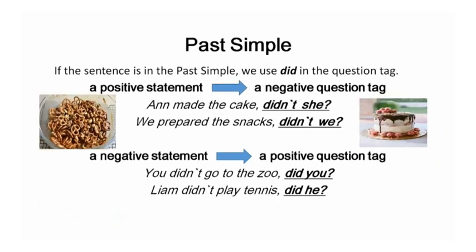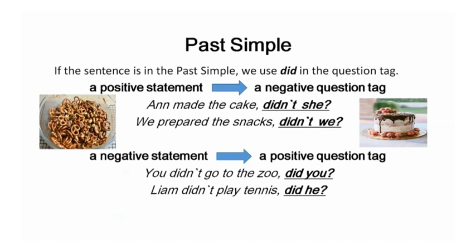If the sentence is in the past simple, we use did in the question tag. Again, the same rule, a positive statement is followed by a negative question tag. Anne made the cake, didn't she? We prepared the snacks, didn't we?